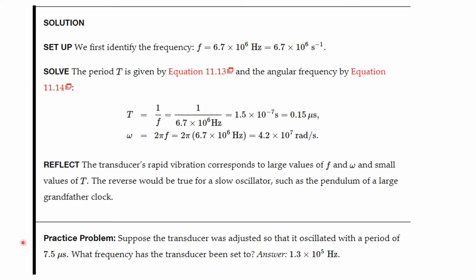And as is often the case, there's a practice problem here if you want to practice it. Sometimes I draw exam questions from the practice problems. It's a little bit different. It says, suppose the transducer was adjusted so it oscillated with a period of 7.5 microseconds. What is the frequency? And you have an answer there. There's something you can check your understanding with.